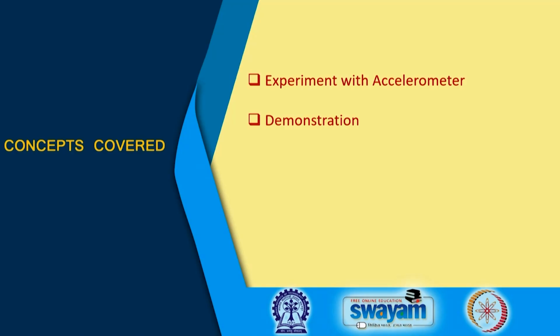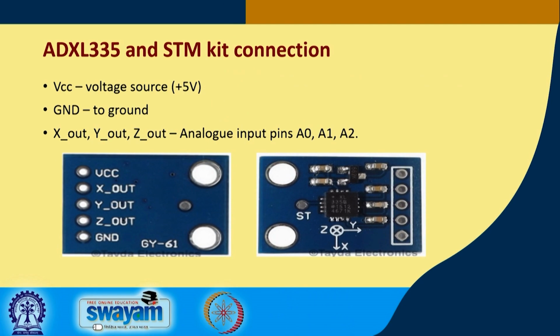For Arduino it is straightforward, it can be printed in the serial monitor, but in this case, for the STM board, we have to install some hyperterminal. So, here I will be using CoolTerm for the same. Firstly, I will explain the experiment with the accelerometer and then I will do the demonstration.